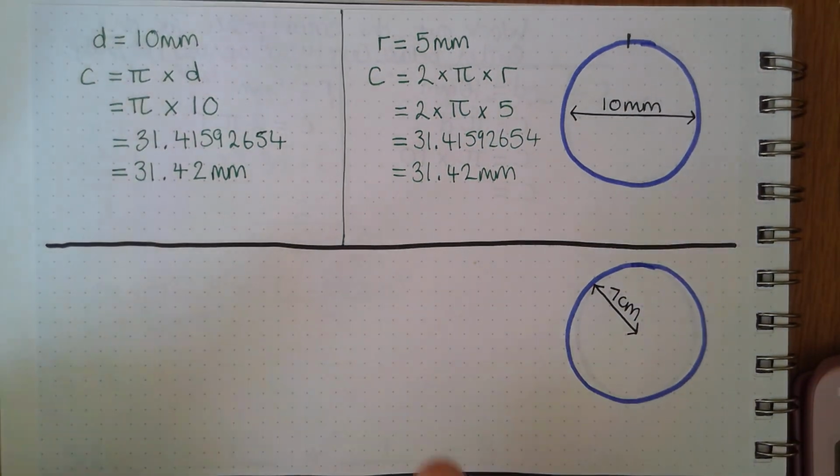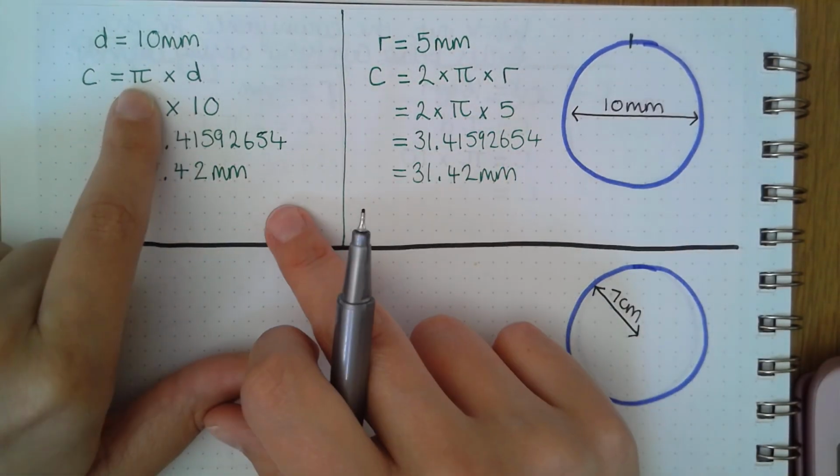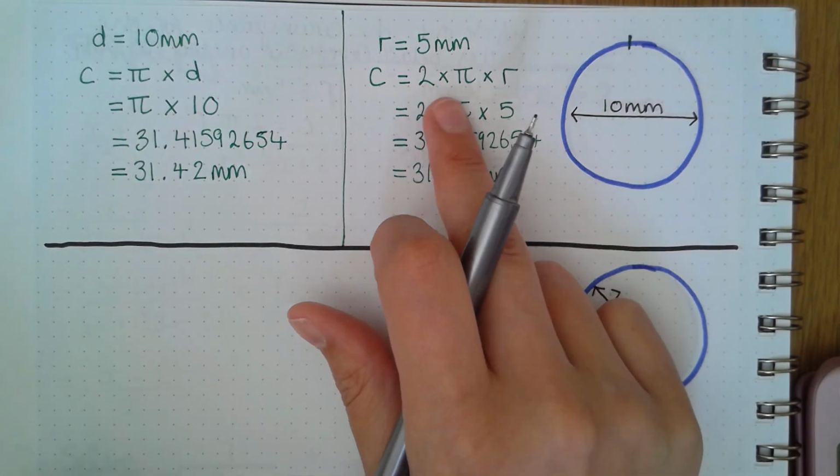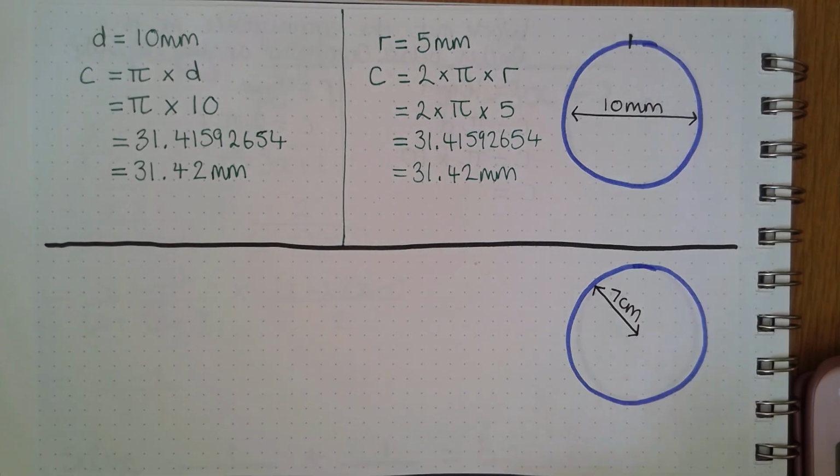Okay, so there's the 2 formulae that we could use. We've got C equals pi times D and C equals 2 times pi times r. So we could use either of those to work out the circumference.